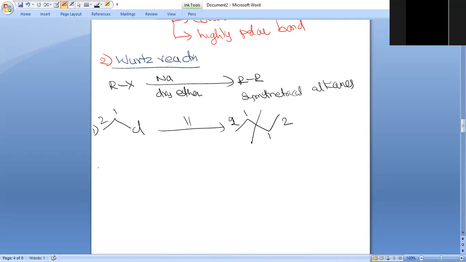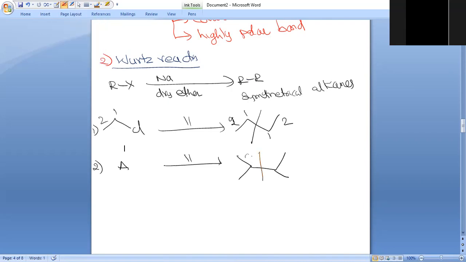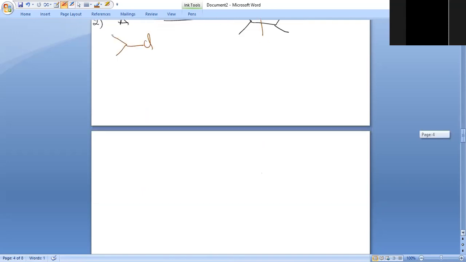Suppose they are asking for the compound. What is the compound? You have to just break the bond. On both sides you have to add the halogen, chlorine or bromine or anything. Then you will get the compound. This Wurtz reaction will be involved in the process. So this is the reaction with metals. What we have seen: the SN reactions, and reaction with metals. Clear? Yes, sir. Okay.